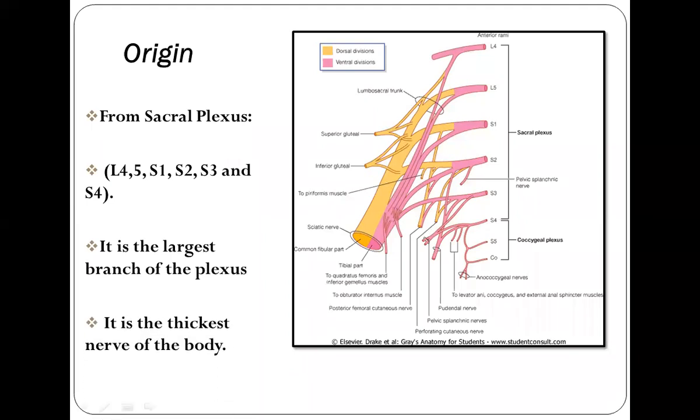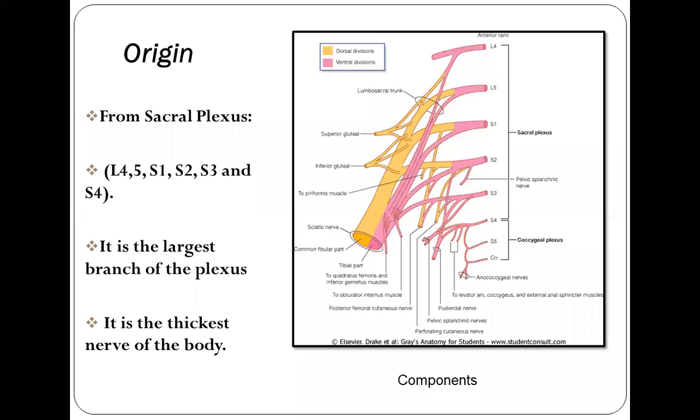And yes, sciatic nerve, it is the largest branch of sacral plexus, lumbosacral plexus, and also it is the thickest nerve of the body. So can you tell me which is the longest cutaneous nerve of the body? Just a little refreshment of your memory. The sciatic nerve is the thickest nerve in the body. Some people also call it the largest nerve in the body. What about the longest cutaneous nerve in the body, which is also found in lower limb? Yes, very good. The saphenous nerve. The saphenous nerve is the longest cutaneous nerve in the body. Good. That is just a little revision question.